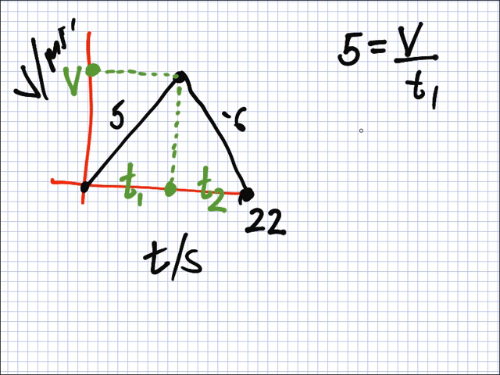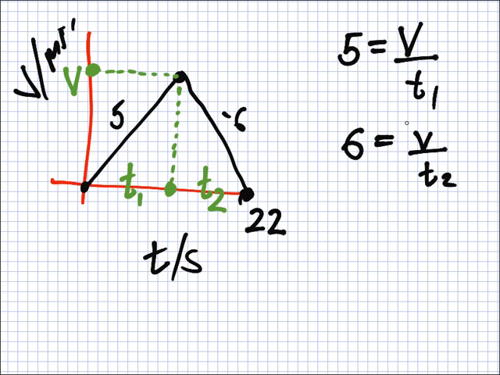And what should 6 equal? V over T2. No need for a minus, the way I wrote it. Okay? Yeah.